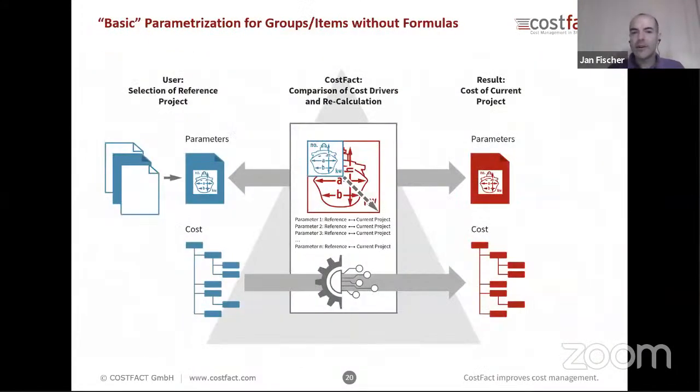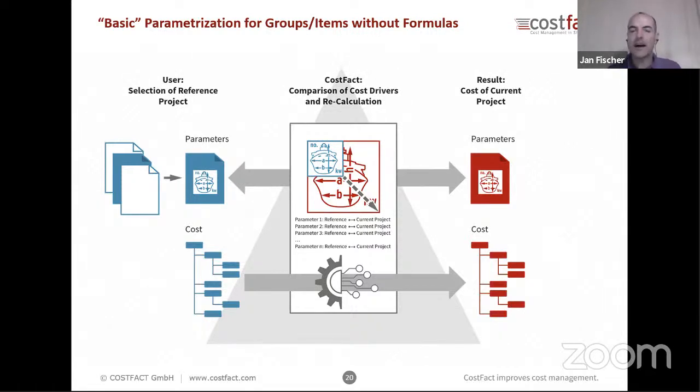But even in this case, cost fact has a feature to parameterize such cost. So based on the template, here on the left side, the blue project might be a template with technical parameters and cost. And then if we reuse it for a new project and we change the technical parameters, we change the length, we change the GT, the gross tonnage, and these things, then cost fact can propose a parameterization even if there are no formulas in the background.